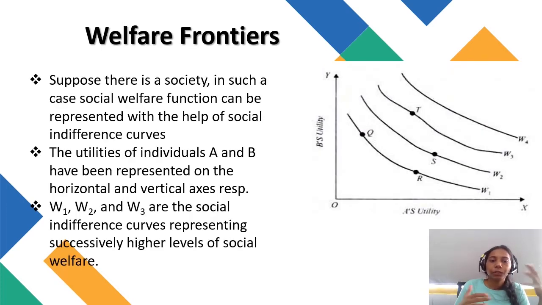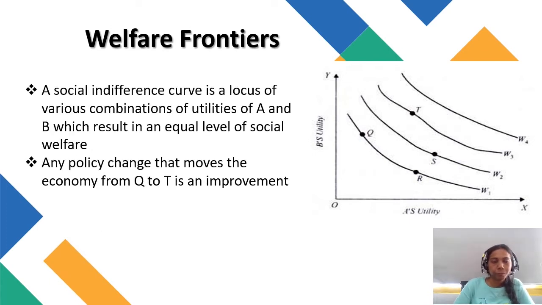This is the welfare frontier. Suppose there is a society. In such a case, the social welfare function can be represented with the help of social indifference curves, and the utilities of individuals A and B are represented on the horizontal and vertical axes respectively. So the graph is clearly shown to you. A's utility is on the x-axis and B's utility is on the y-axis. The social indifference curve is a locus of various combinations of utilities of A and B which result in an equal level of social welfare.